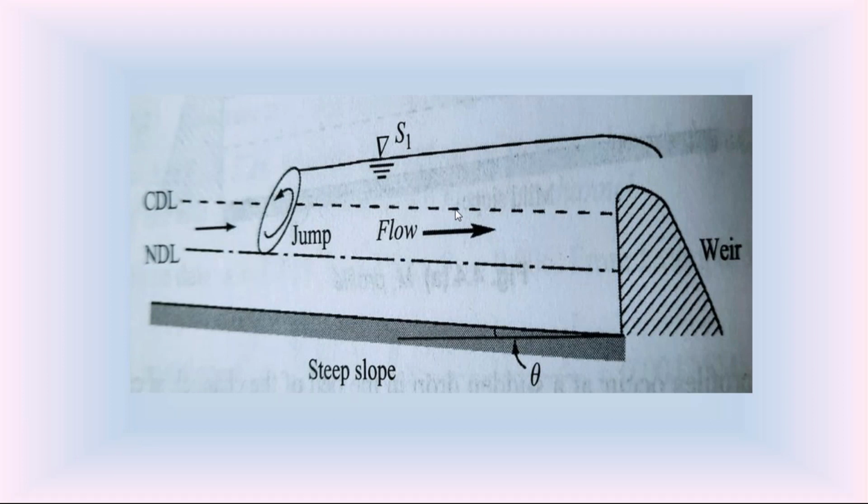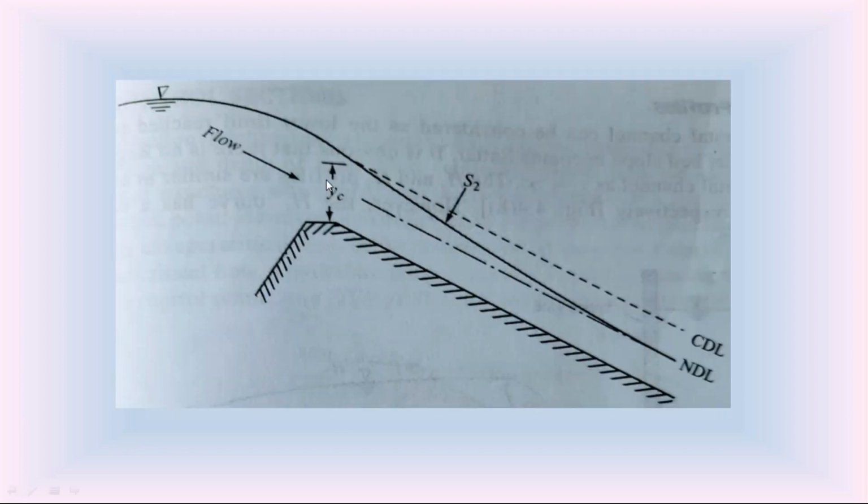This is the example for the S2 water surface profile in the open channel. Here this water surface profile is in the steep slope channel, so it is called an S curve. This water surface profile is in zone 2, in between the critical depth and normal depth. This is the S2 water surface profile. It is a falling water surface, a drawdown curve.